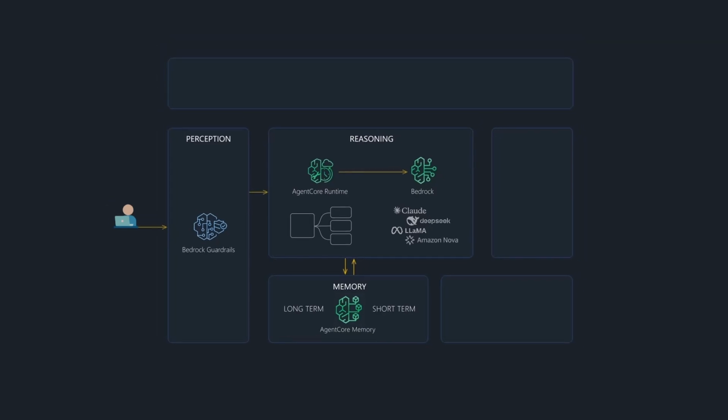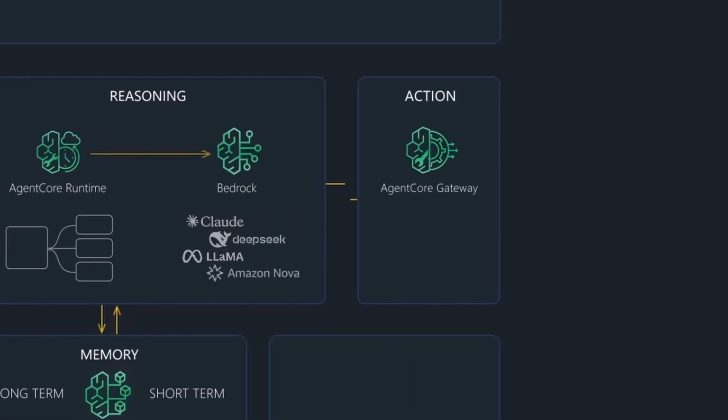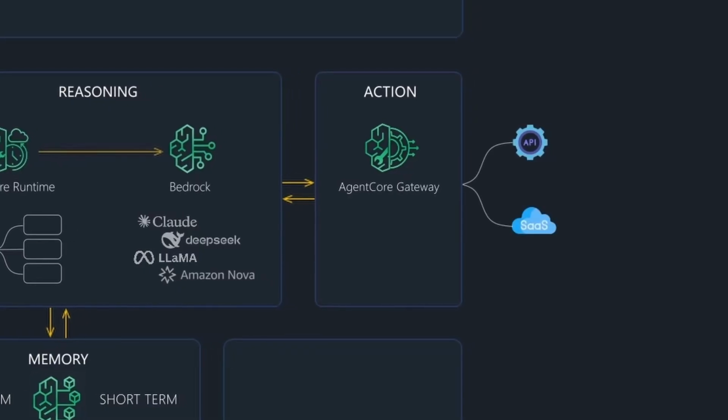When agents need to interact with external systems, we use the AgentCore gateway. It acts as the central router for our multi-agent architecture. It connects the agents to APIs and SaaS applications through standardized MCP servers while enforcing strict access control.